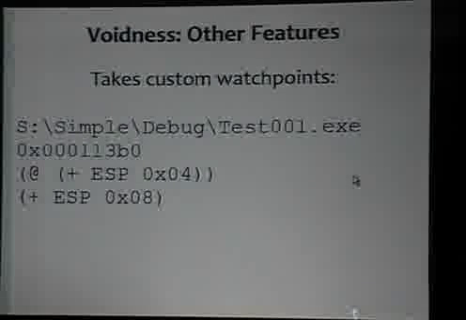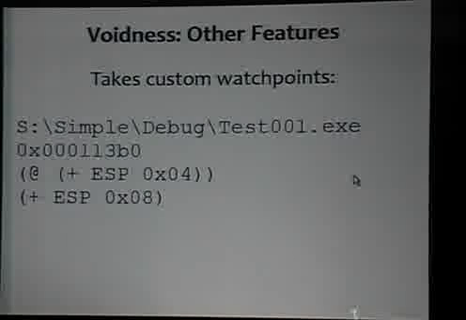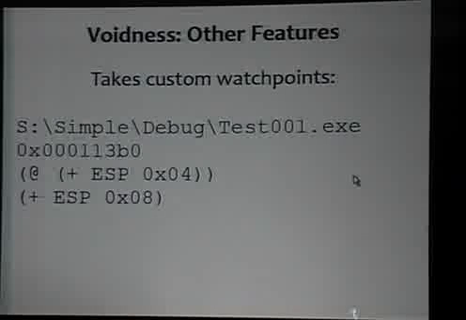So other things about Voidness, other features. I was talking about those custom watch points. This is how we end up implementing the start to the taint. While we're tracing the data flow through the program, we need to have some origin for saying that something is tainted or is an input value.